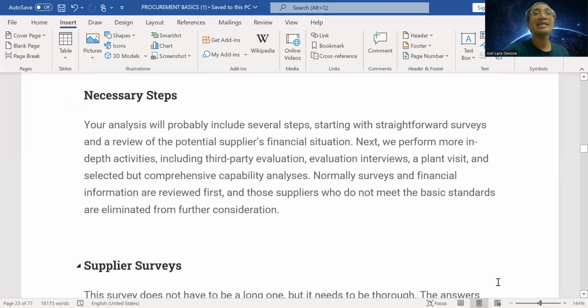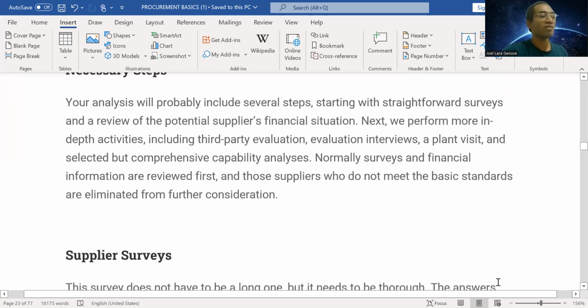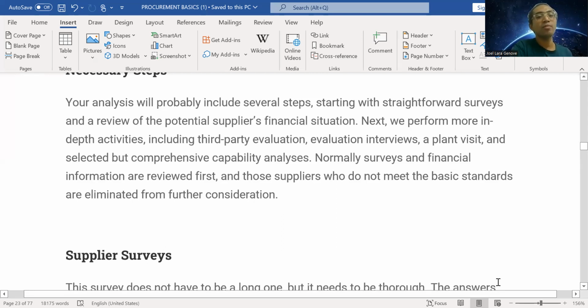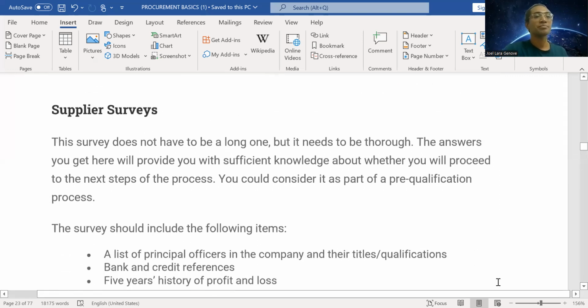Evaluation checklist, necessary steps. Your analysis will include several steps, starting with straightforward surveys and a review of the potential supplier's financial situation. Next, we perform more in-depth activities, including third-party evaluation, interviews, a plant visit, and selected but comprehensive capabilities analysis. Normally, surveys and financial information are reviewed first, and those suppliers who do not meet the basic standards are eliminated from further consideration.